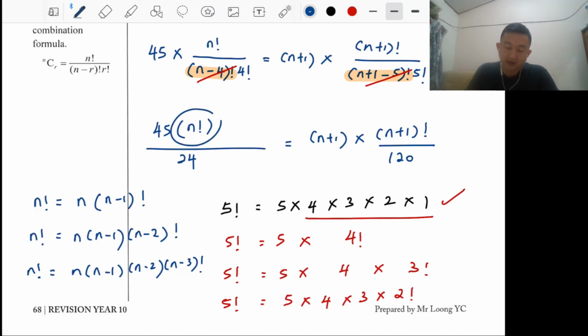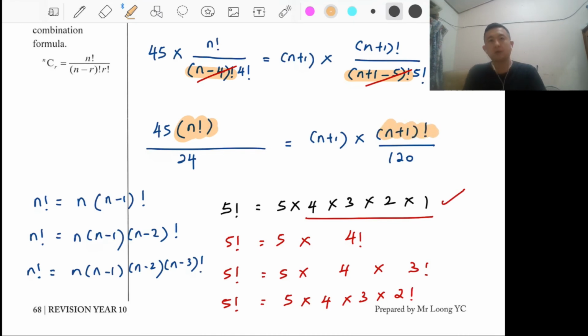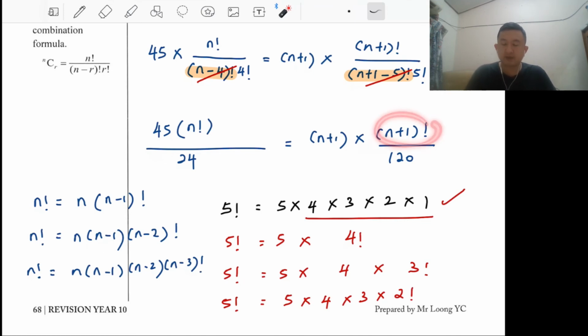So now you look at n factorial and also n plus 1 factorial. We're going to do something on these two. For n factorial and n plus 1 factorial, which one is greater? We always change the greater value. N plus 1 factorial is greater, right? If this is greater, we're going to change this. How do we change this?